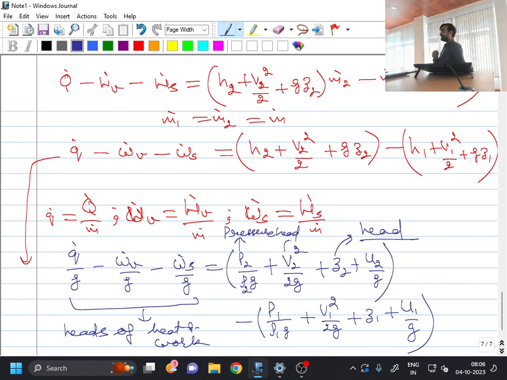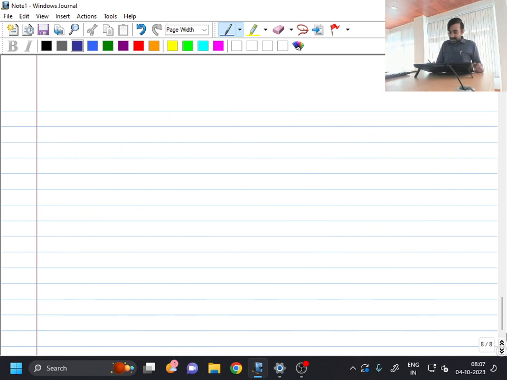Another reason for discussing this equation in head form is that you will find some close similarity of this equation with another famous equation, called the Bernoulli equation. So this equation gives a close connection, a close comparison with the Bernoulli equation. That's why we are trying to study this in the head form.